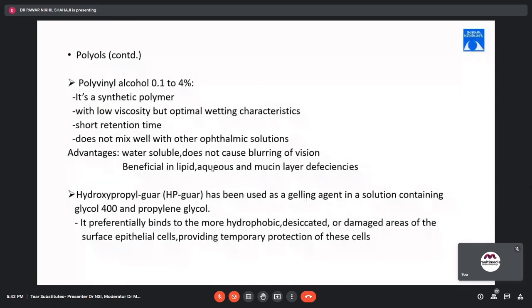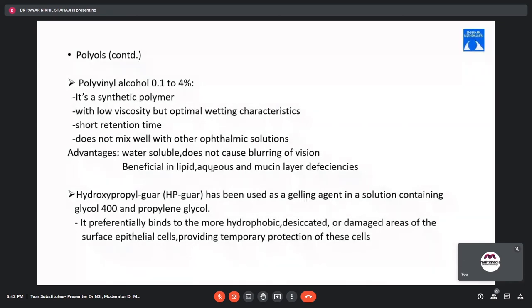Hydroxypropyl guar, HPG, has been used as a gelling agent in the solution containing polyethylene glycol 4 and guar. So what did I tell you this agent is? HP guar. Where does this actually fit in? The polyethylene glycol, the polypropylene glycol, is there to make it more stable. Okay, this is not a tear film substitute itself. These are agents added to the tear film substitutes.